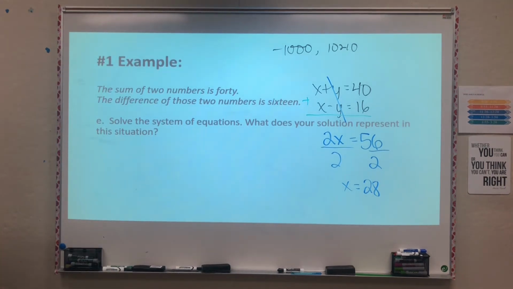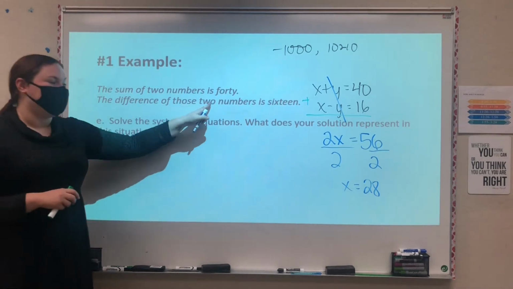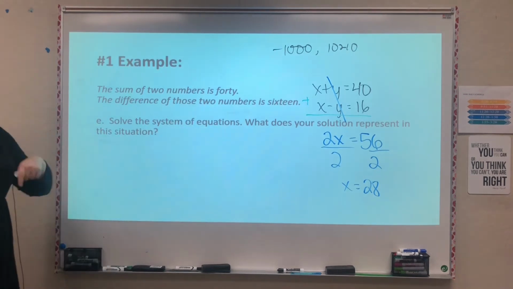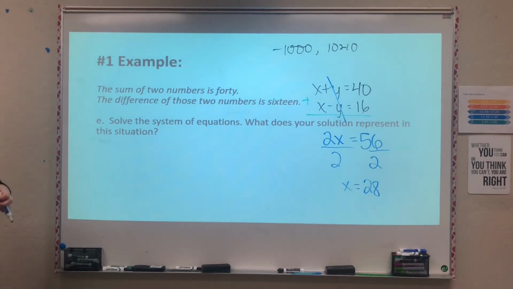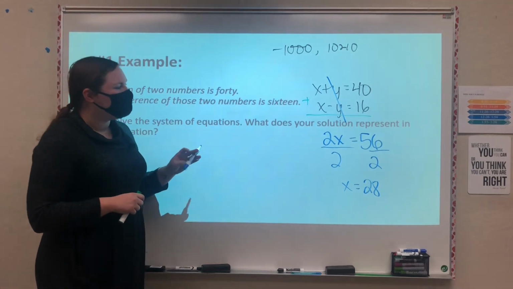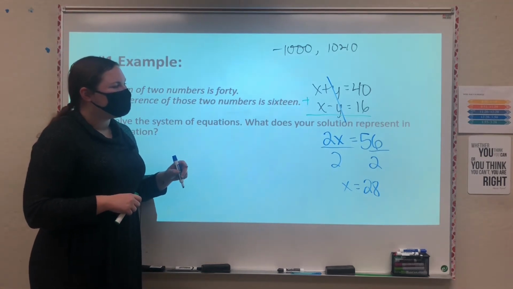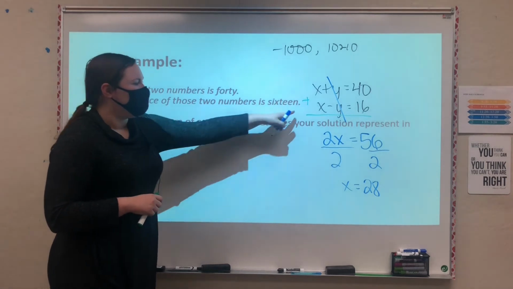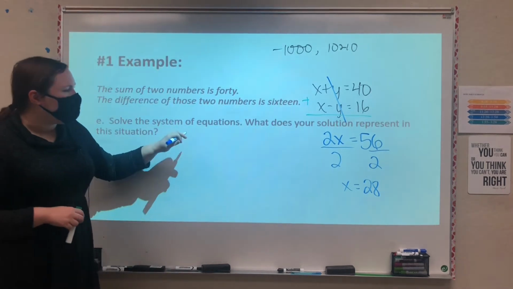x. And what's x represent? One of the numbers that you can add with another number to equal 40 or subtract with a number to equal 16. Yep. So we figured out one of those two numbers is 28. To find the other number, you can plug 28 into either of the equations. Which one do you want to do? The second one.